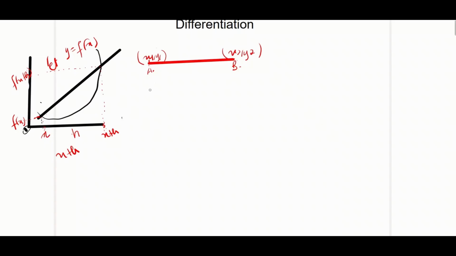So our gradient is going to be the change in y over the change in x. What will be the change in y over here? This is going to give us y2 minus y1 all over x2 minus x1.